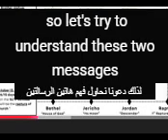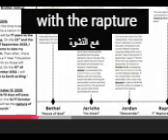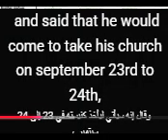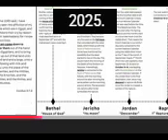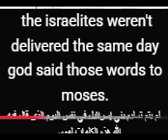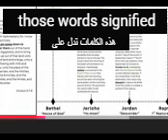Okay, so let's try to understand these two messages together with the rapture journey we've been on thus far, and see if we can get the bigger picture here. In the original message, Jesus used the word Exodus, not rapture, and said that he would come to take his church on September 23rd to 24th, 2025. If we look at Exodus 3:8, God uses nearly the same language saying, "I am come down to deliver the Israelites." The Israelites weren't delivered the same day God said those words to Moses.